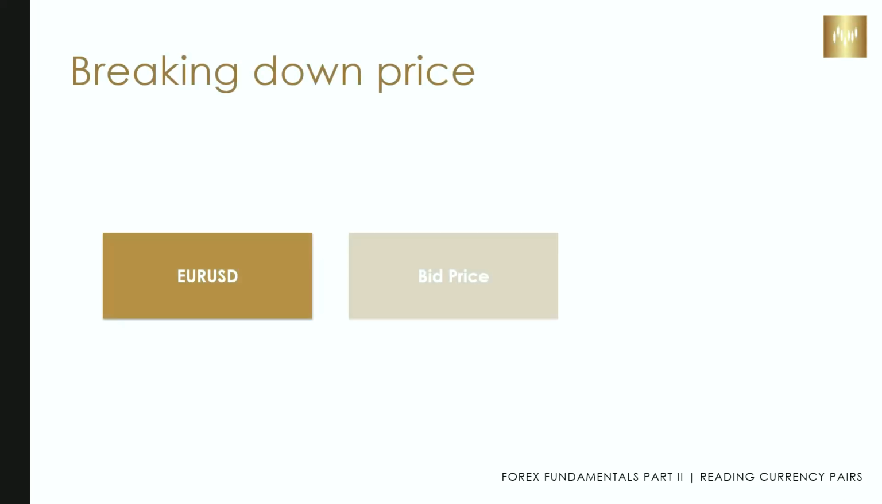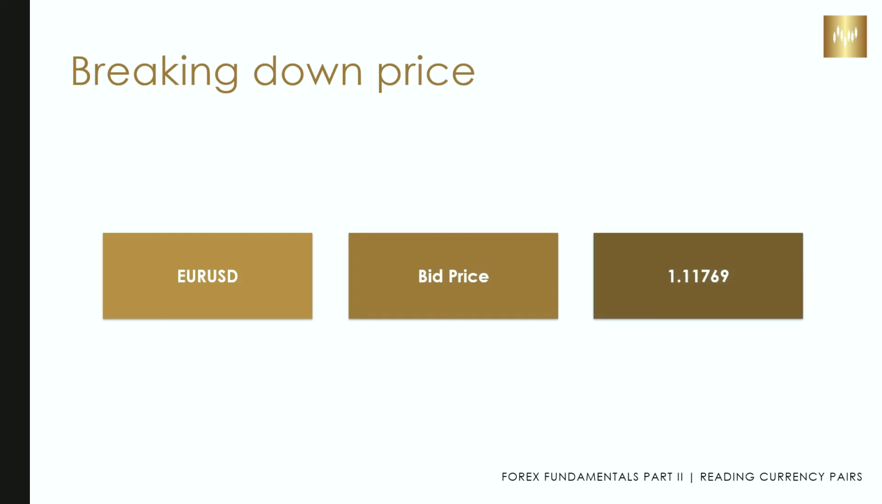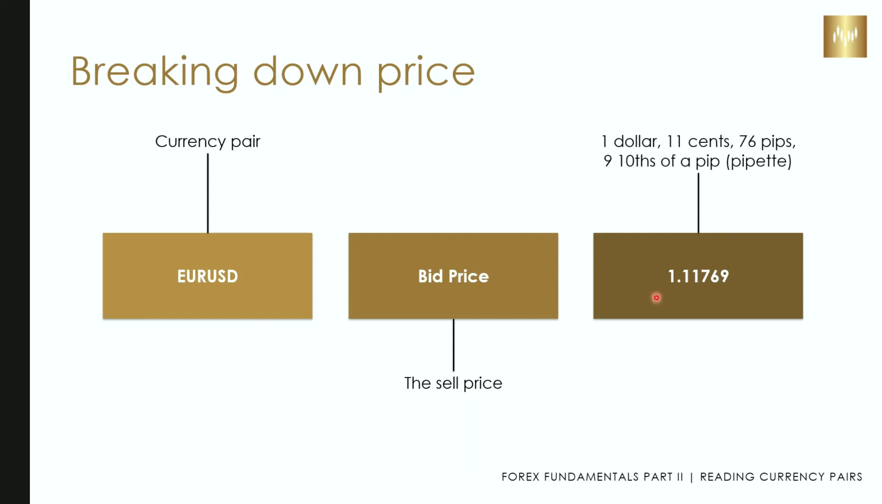Let's break down the price so we understand it in greater detail. Over here we've got the currency pair, Euro USD. The bid price, which is the sell price, in this case is 1.11769. Let's break it down. $1, 11 cents, 76 pips, 9/10 of a pip, called a pipette.